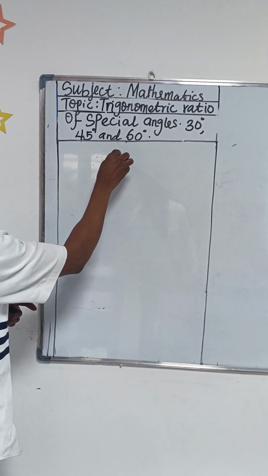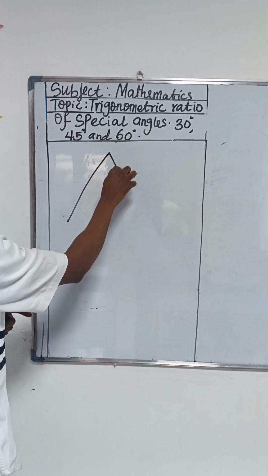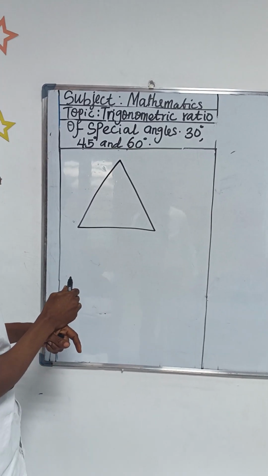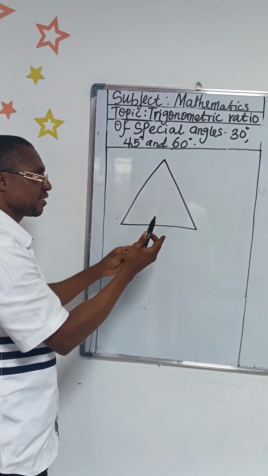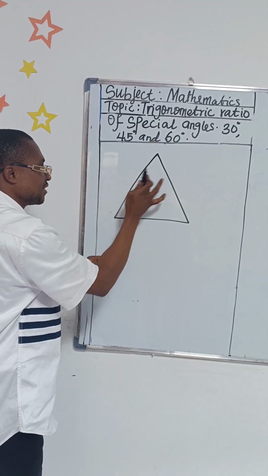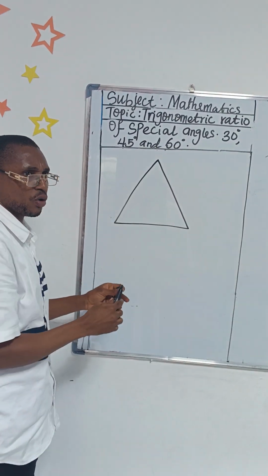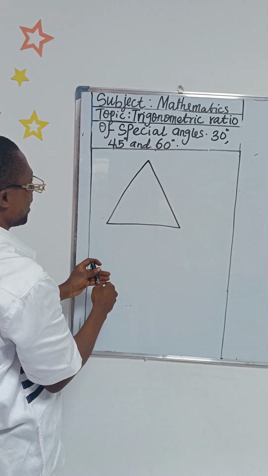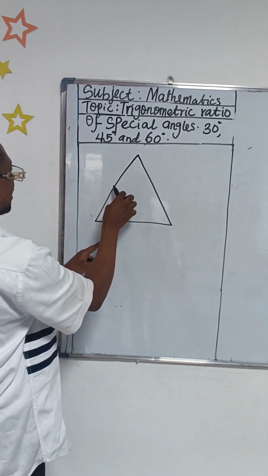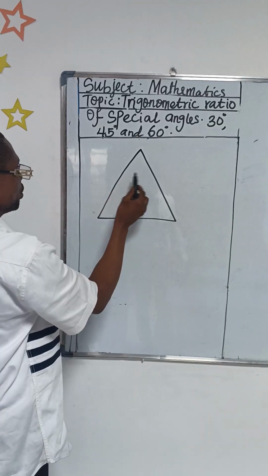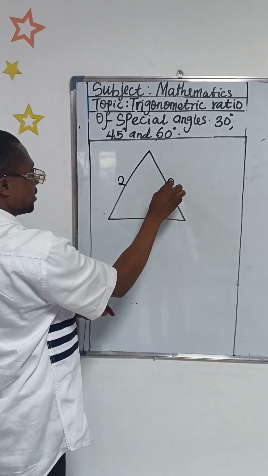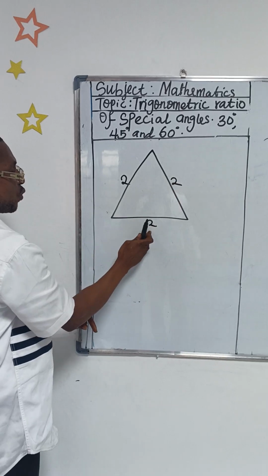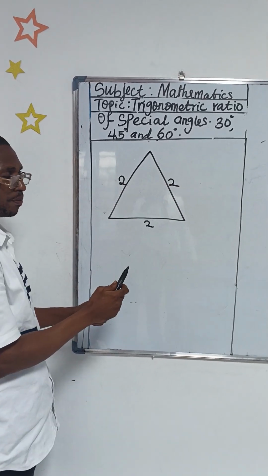Now, look, let us consider an equilateral triangle. What is an equilateral triangle? An equilateral triangle is a triangle that has the three sides equal, meaning that all the sides are equal. So let me say that this equilateral triangle will have 2 units each, because in an equilateral triangle, all sides must be equal.